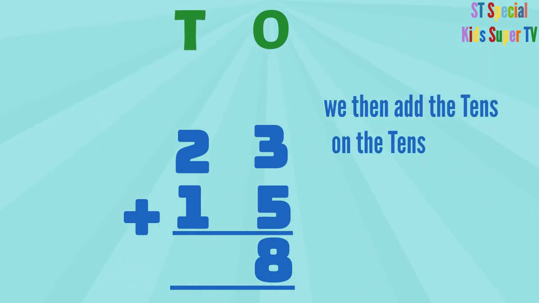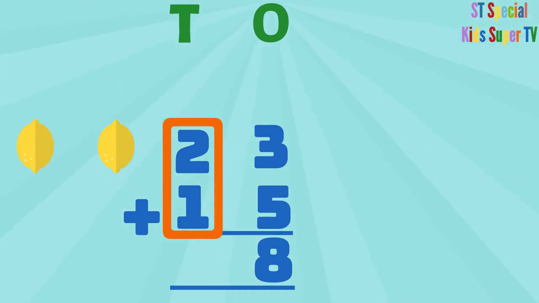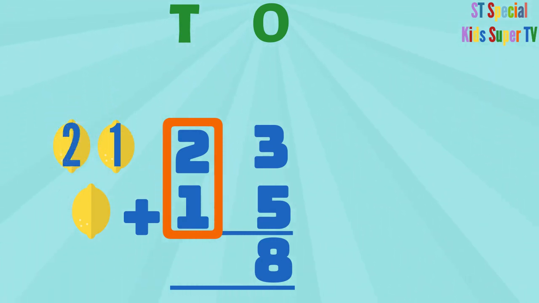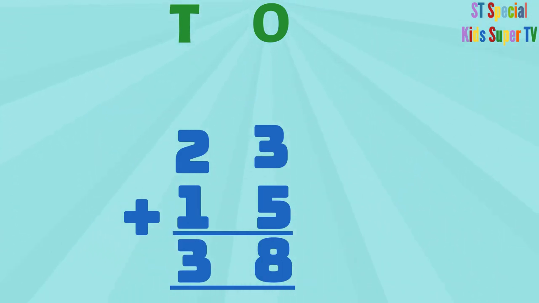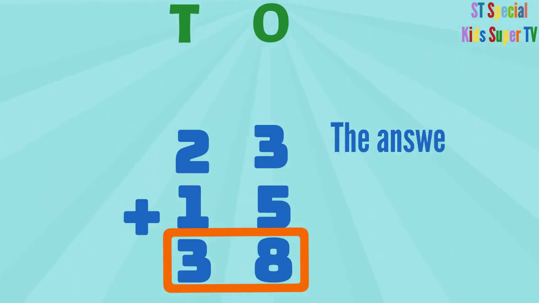We then add the tens on the tens column. 2 tens plus 1 ten. 1, 2 lemons plus 1 lemon equals 1, 2, 3 lemons. That means 2 tens plus 1 ten equals 3 tens. Therefore, 23 plus 15 equals 38.